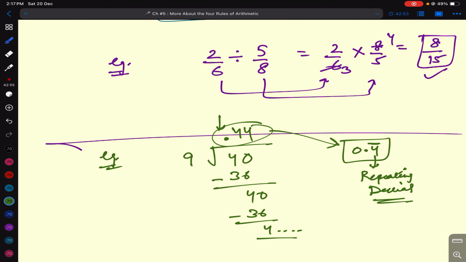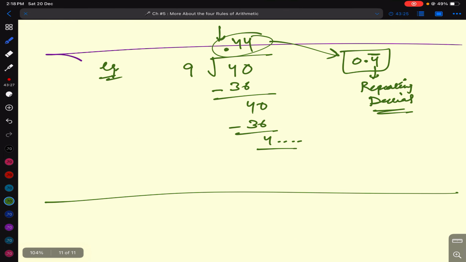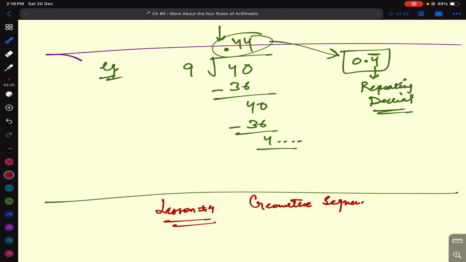Clear? So this was all about lesson number 3, which was calculations with decimals and fractions. Now the next lesson, lesson number 4, is geometric sequences of numbers.